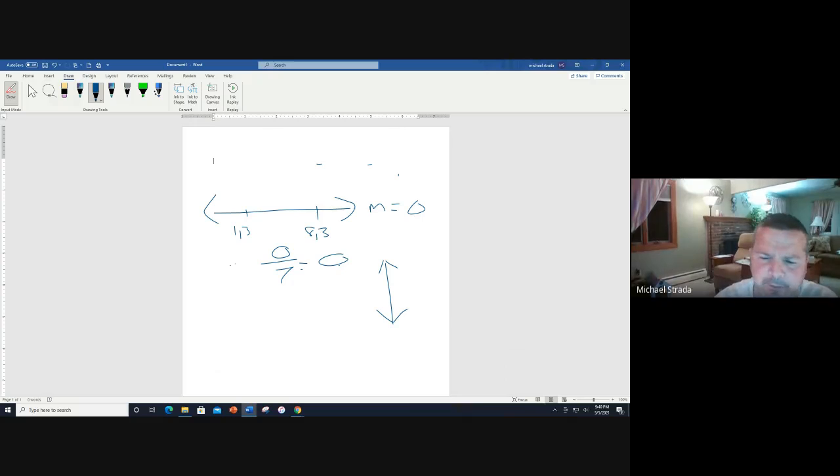Vertical line's completely different. Vertical line, let's say we went from (1, 6) to (1, 9). Now we would do 9 minus 6 over 1 minus 1. 9 minus 6 is 3. 1 minus 1 is 0. And we can't have that. We can't have a 0 in the denominator. So for a vertical line, we say the slope does not exist or it's undefined.